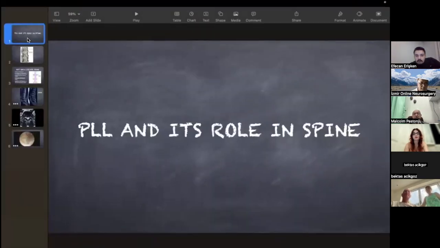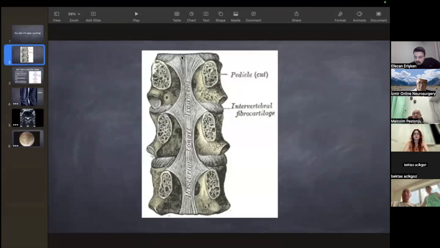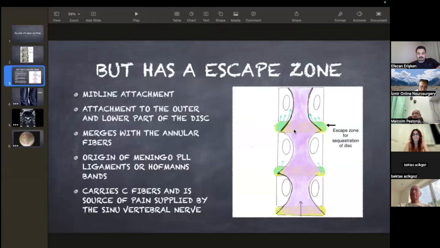PLL and its role in the spine. See the PLL. This is a classical stock image on the internet. But what do you see here? Adhesion to the midline. And then it becomes like a kite attaching to the posterior lateral downward corner of the disc. What does that mean? It means that there is an escape zone for sequestration of a disc.